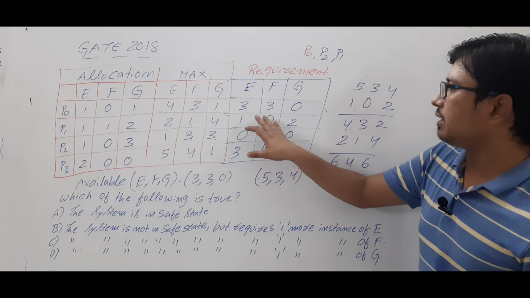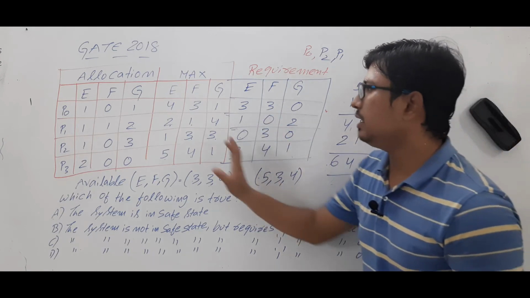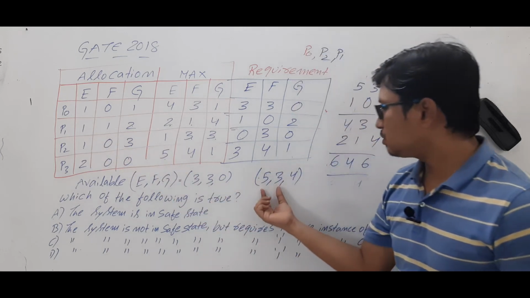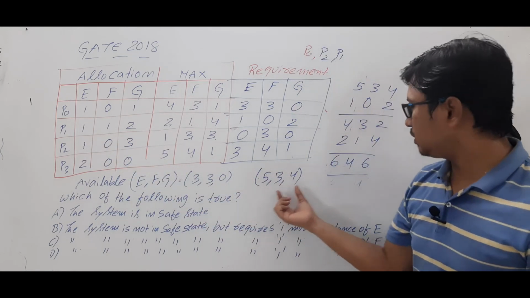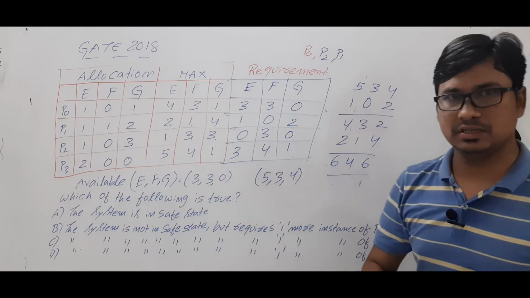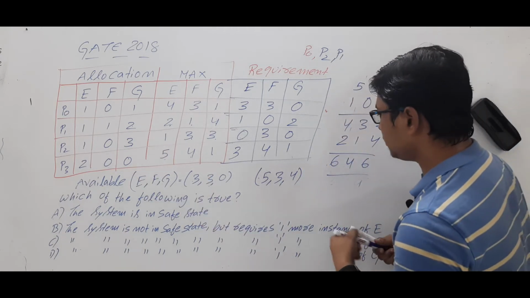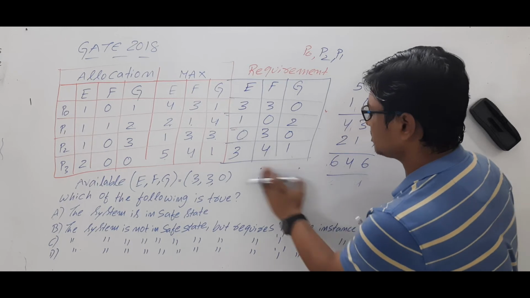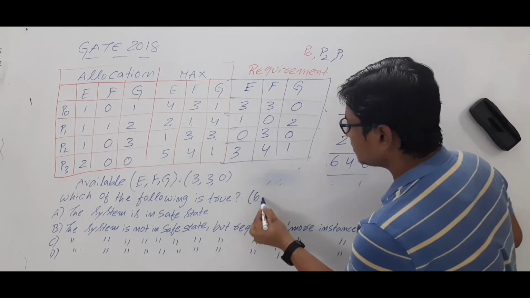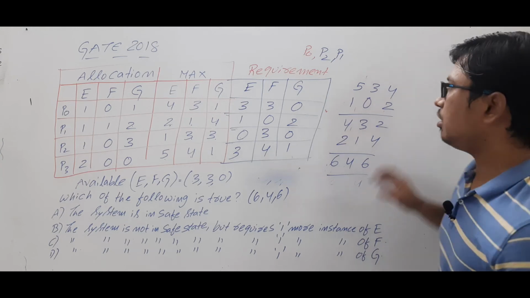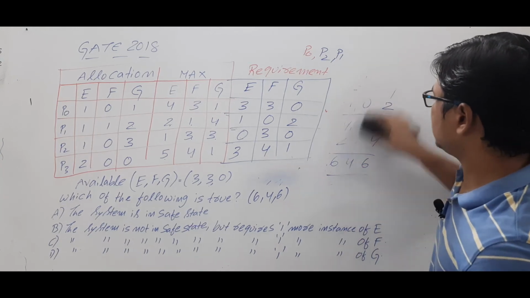Or you have the availability 534, and you can satisfy the requirements of P1 and you have given it, and previously you have allocated 112. So for this one you can add 112, you will get 646. Is it clear? Are you able to understand? So the current availability is 646. With 646, can we satisfy the requirement of P3 or not? Is it clear?